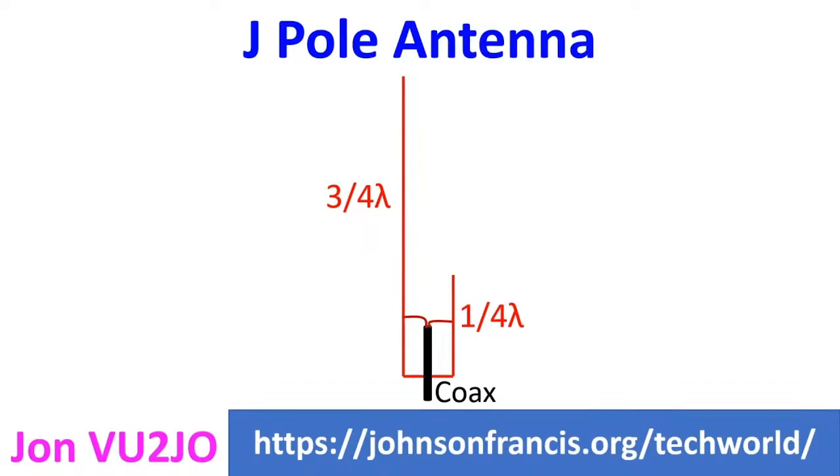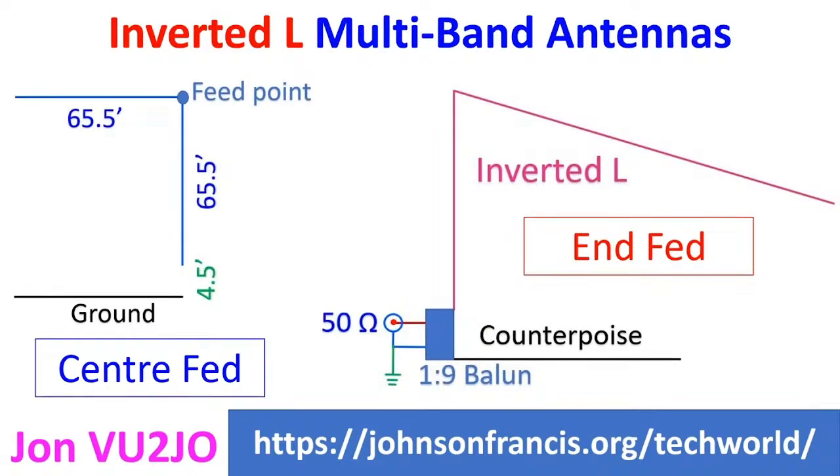An important advantage of the J-pole is that it does not require radials or a ground plane. This reduces the wind resistance. A coil of coax at the feed point can serve as a choke to prevent radio frequency from traveling down along the feed line. There are several versions of multi-band inverted L antennas out there.